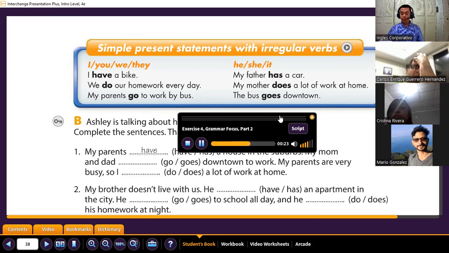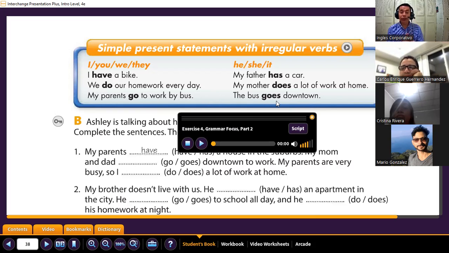My father has a car. We do our homework every day. My mother does a lot of work at home. My parents go to work by bus. The bus goes downtown. Okay. Thank you very much. Now, have, has. Do, does. Go, goes.